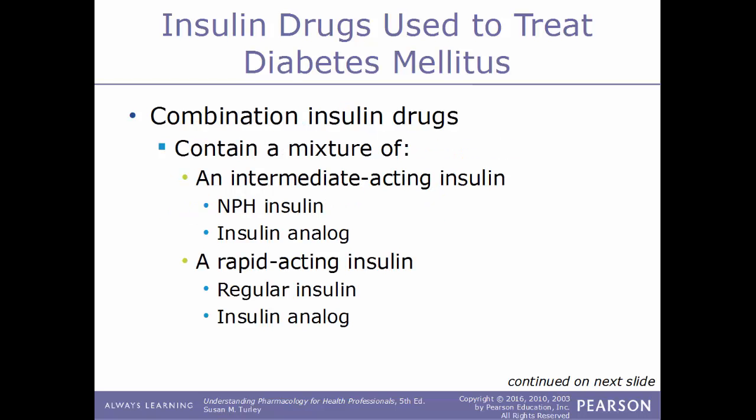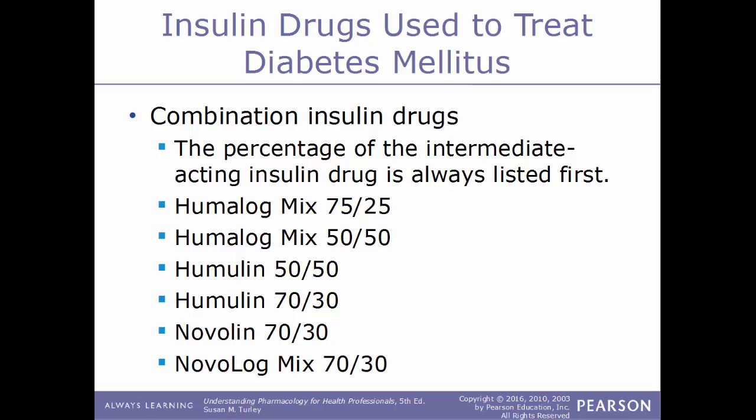You can also have combination insulin drugs. These may contain a mixture of intermediate-acting insulin drugs, such as NPH insulin or an insulin analog, or it could be a rapid-acting insulin, such as regular insulin or an insulin analog. And when it comes to the combination insulin drugs, the percentage of the intermediate-acting insulin drug is always listed first. Now, for example, in the drug Humalog mix 75/25, of that dosage, 75% of that would be the intermediate-acting drug of that combination.